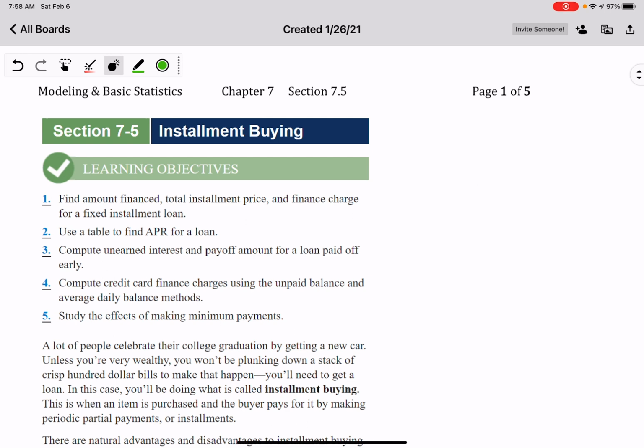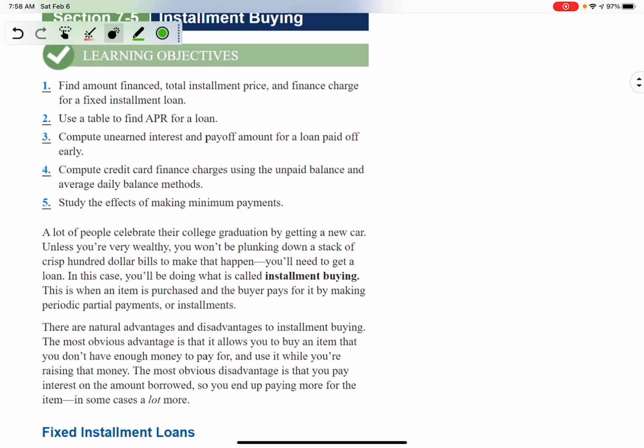A lot of people celebrate their college graduation by getting a new car. Unless you're very wealthy, you won't be plunking down a stack of crisp $100 bills to make that happen. You'll need to get a loan. In this case, you'll be doing what is called installment buying. This is like a car note. This is when an item is purchased and the buyer pays for it by making periodic partial payments or installments.